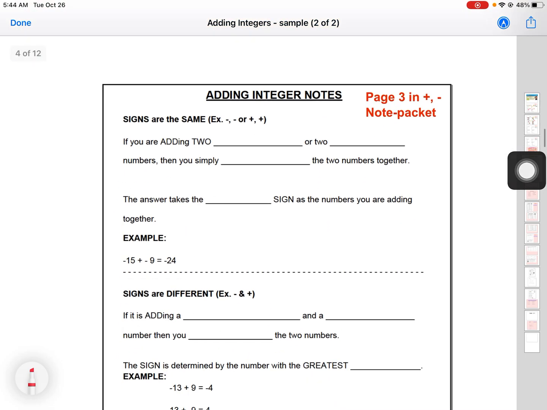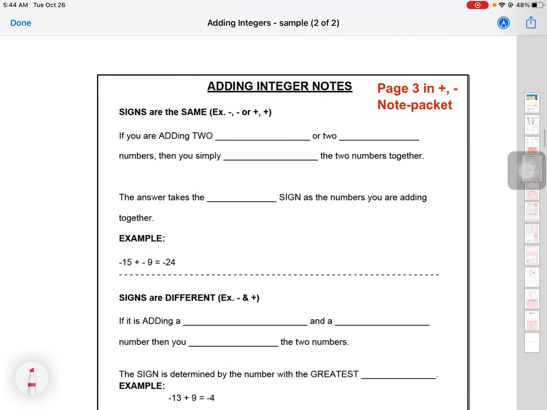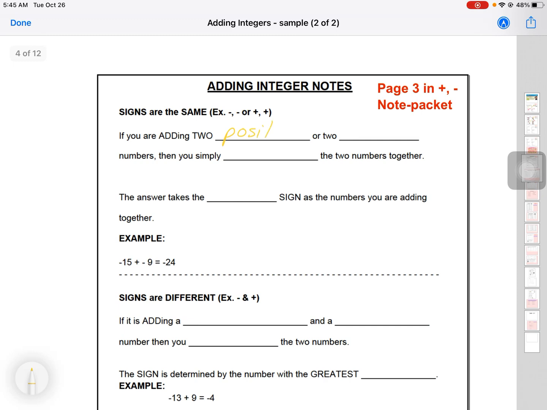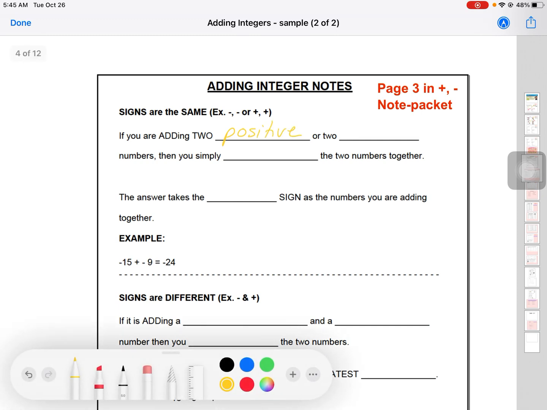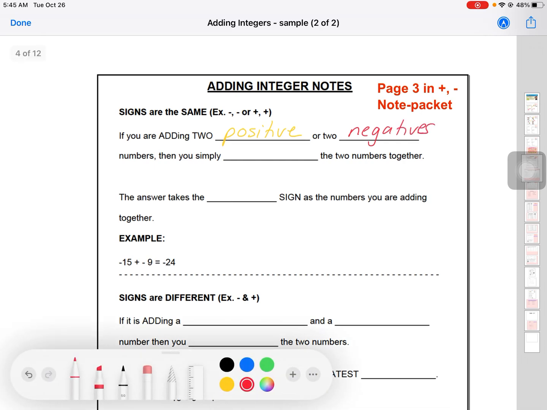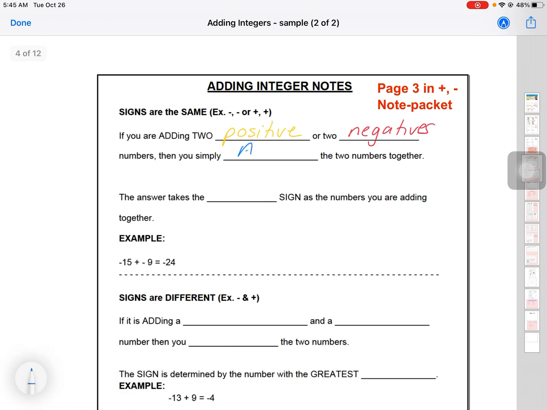Okay. Let's take that now and put it into our adding integer notebook. So we noticed that if we were adding 2 positives or 2 negatives together, then you are simply going to add the two numbers together. And the answer takes the same sign as the numbers that you are adding.